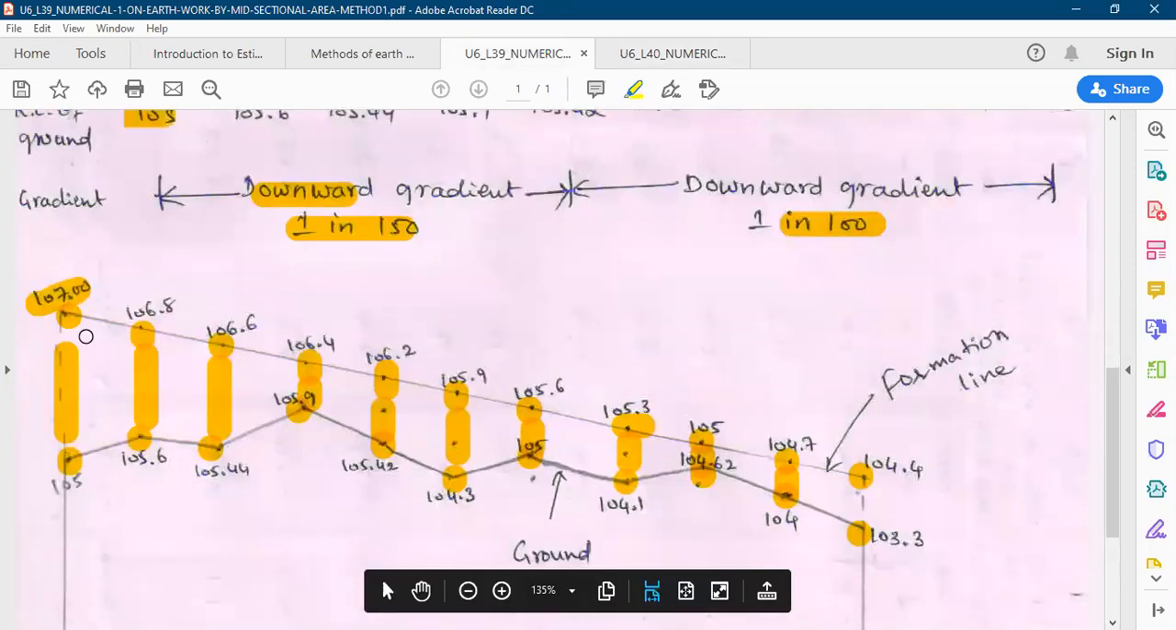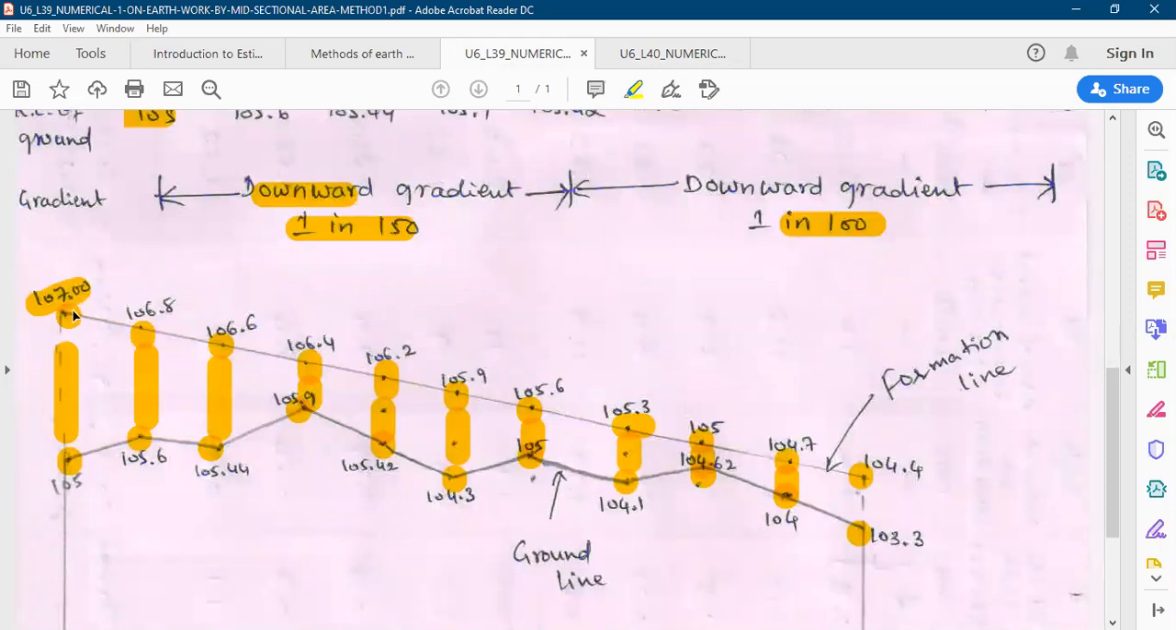The difference is not 105 minus 107. You always have to take the difference as RL of formation minus RL of ground. RL of formation is 107 minus 105, so it is a positive value. That shows we have to do the filling at this portion, right?